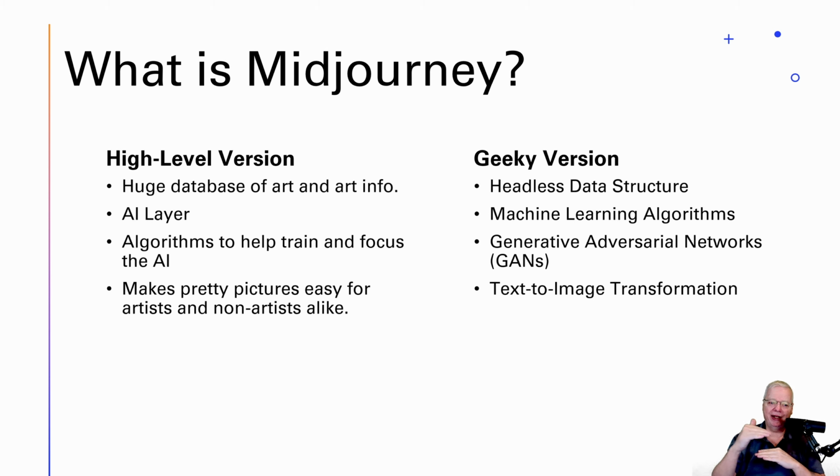And then above that is the AI layer, which basically takes your text commands and converts it into things that the AI can understand and help it understand what you want and get you back an image that best suits your requirements. Now, that's basically what Midjourney is from a very high level. Makes text to images very easy for artists and non-artists alike.